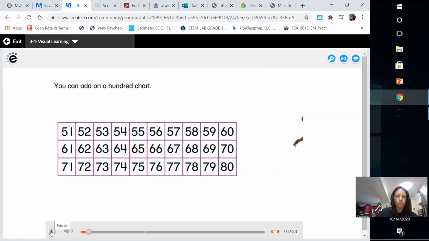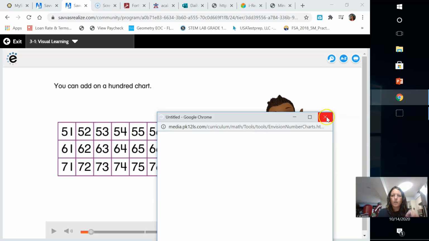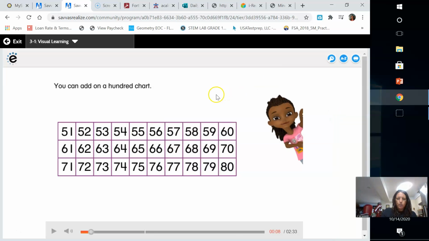You can add on a 100 chart. Now, I'm going to stop it right here because in first grade, we learned some things about adding on a hundreds chart, and I want to refresh your memory about that. When we're adding ones, so let's say I said to you, what is 52 plus 3? We would start on 52, and which way would we move to add 3 ones? Across, right? We would do 53, 54, 55. So when we're adding ones, we went across.